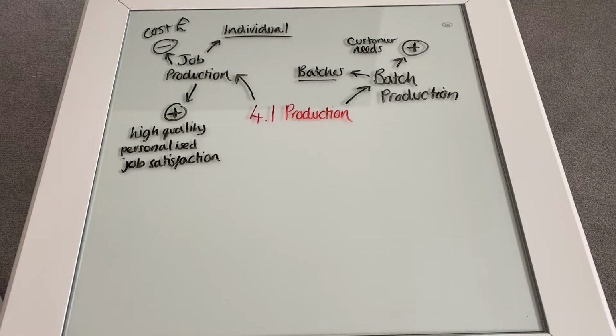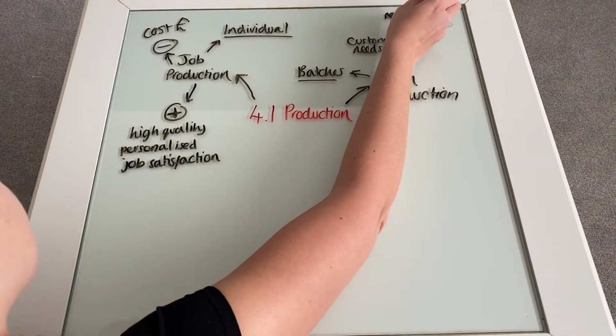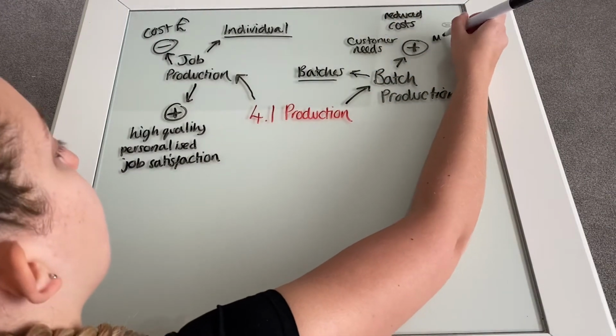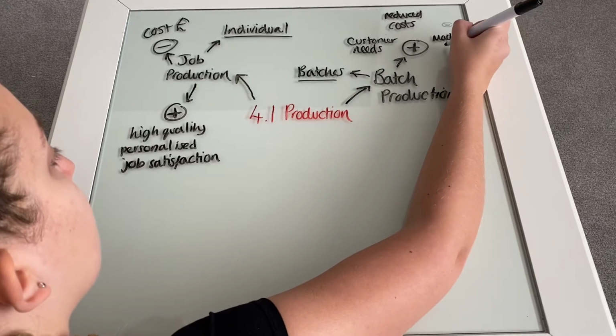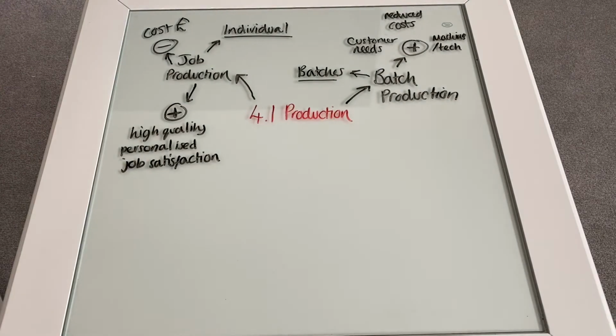And it may be possible to use specialist machines and automation, which we'll look at later. So we'll go reduce costs, machine/tech, that we'll look at in a bit.